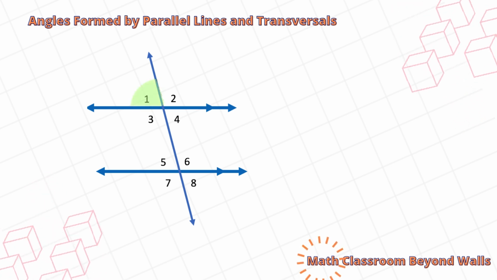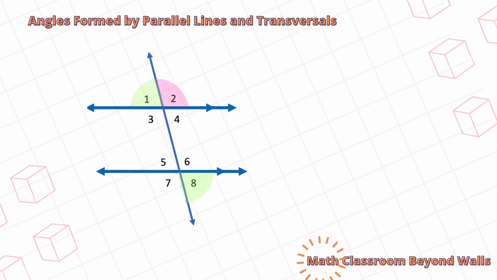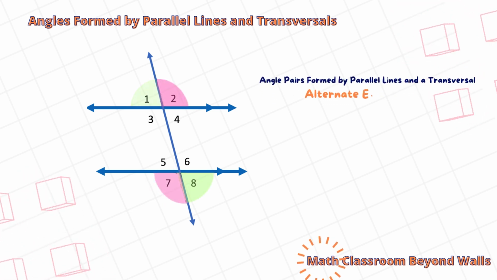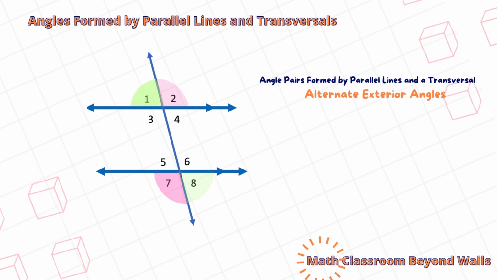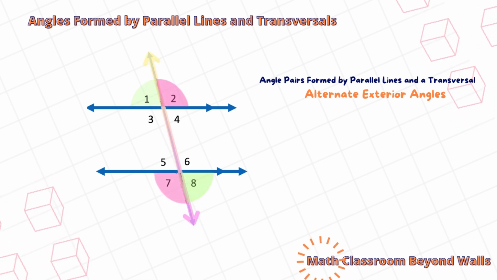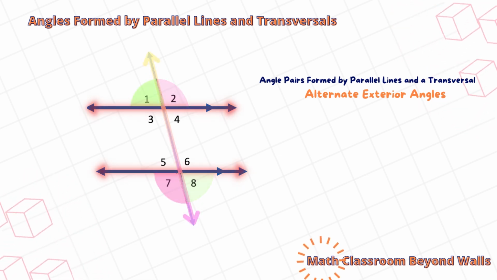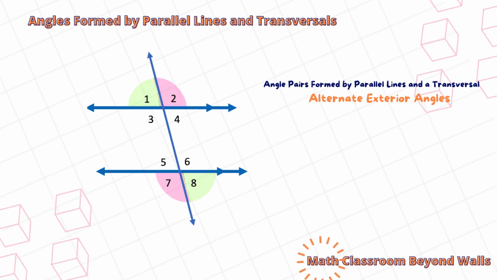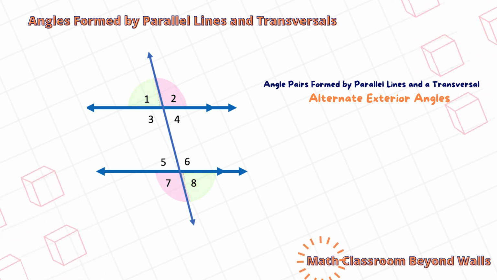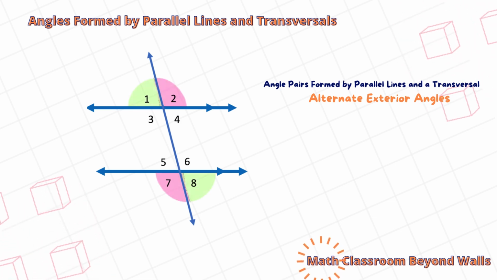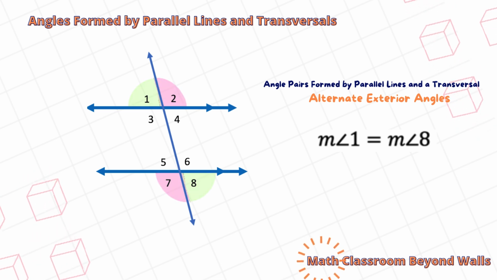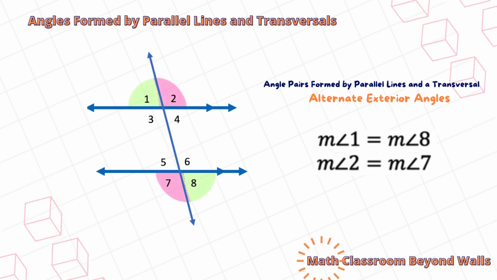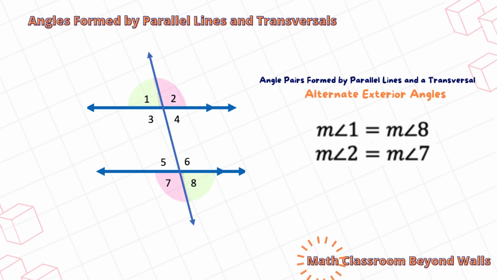These pairs, angle 1 and angle 8, and angle 2 and angle 7, are alternate exterior angles. The word alternate here means alternating side of the transversal, and exterior means outside of the 2 parallel lines. Since the lines are parallel, the measures of the angles in each pair are equal. That is, the measure of angle 1 is equal to the measure of angle 8, and the measure of angle 2 is equal to the measure of angle 7.